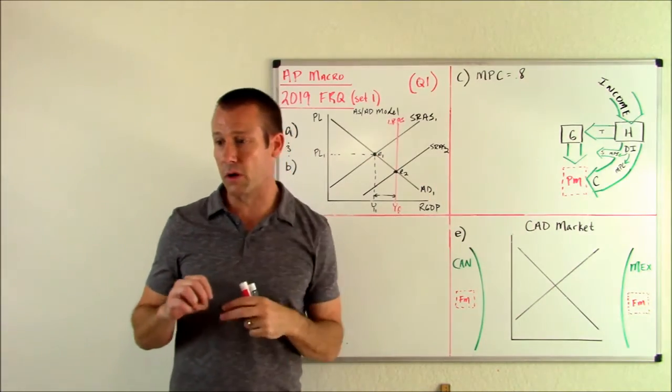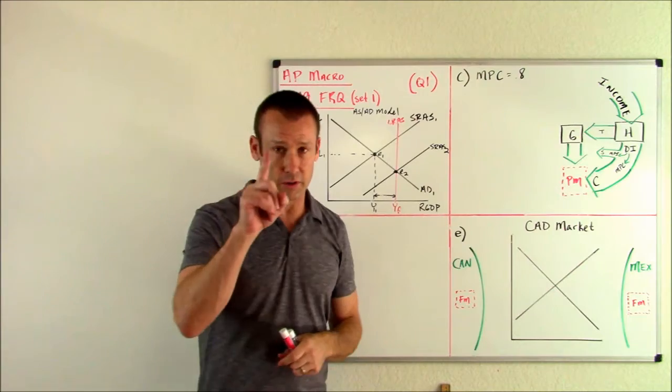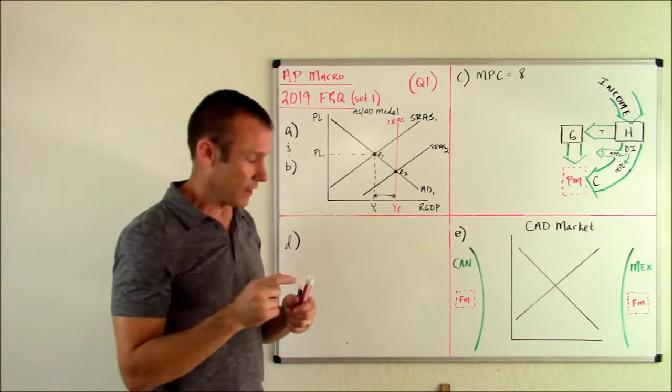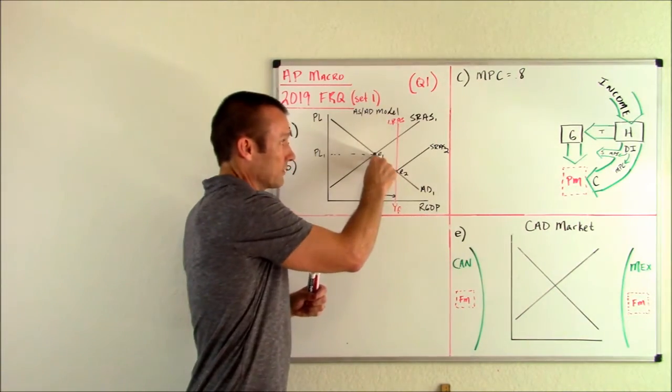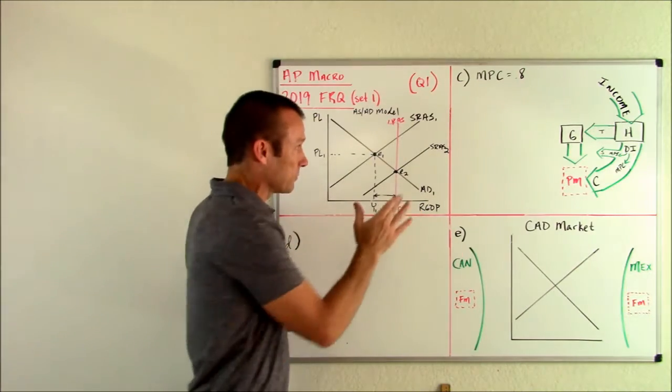Already got that on the board. The equilibrium output, okay, so they want the equilibrium real output. Of course, that's where SRAS and AD are intersecting. I want to get rid of some distractions, guys.